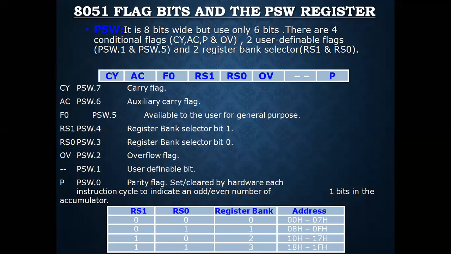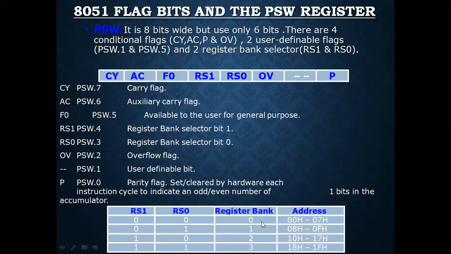Here you can see the address of these register bank select bits. We will discuss register banks in a better way when we discuss the structure of the internal RAM in detail. That will be discussed in the next class. You can write down this bit pattern and the structure of the program status word in your copy.